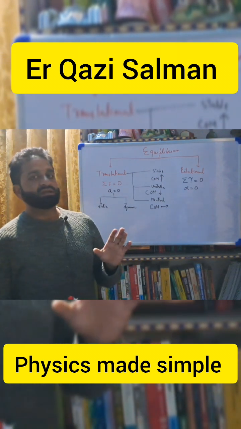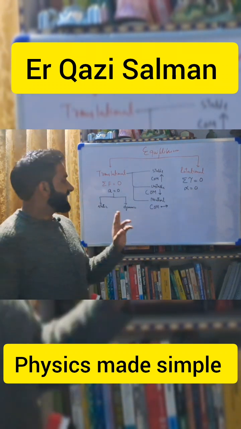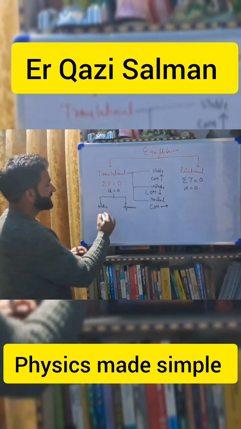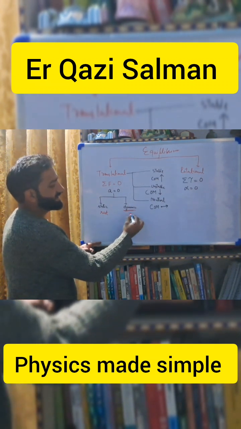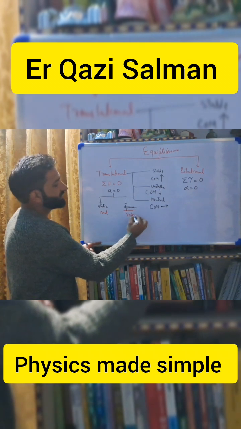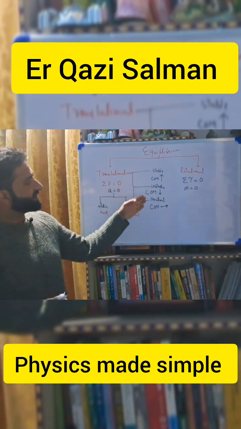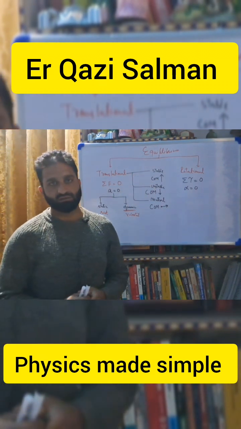So in translational equilibrium, we can have static and dynamic equilibrium. Static equilibrium is when the body is at rest, and dynamic equilibrium is when the body is in motion, and that too when velocity is constant. Now, this translational equilibrium can be of three types: stable equilibrium, unstable equilibrium, and neutral equilibrium.